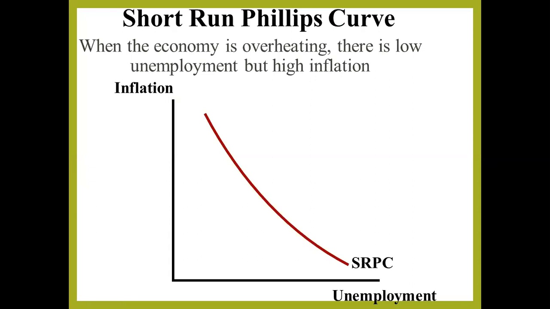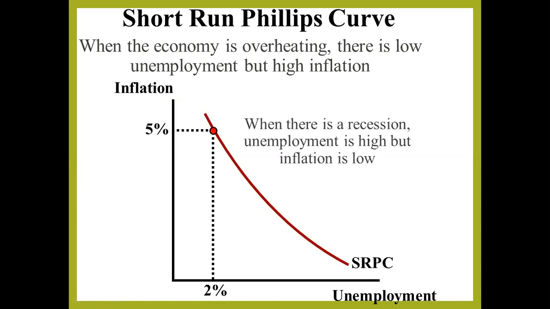When one goes up, the other one goes down. Okay, when the economy is overheating, low unemployment, high inflation. When we are doing very well, we're somewhere up here. High inflation, 5-6%, but maybe a 2-3% unemployment rate. When there's a recession, unemployment is high, but inflation is low. Unemployment is like 9%. Maybe we have a 1% inflation rate, if not 0.